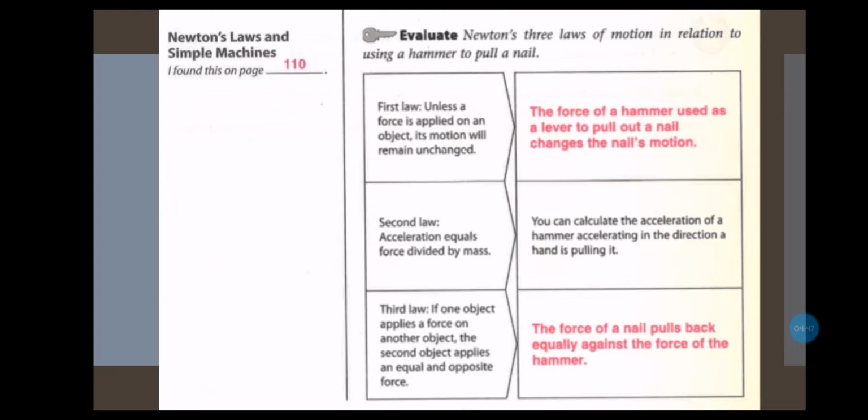The second law, acceleration equals force divided by mass. So you can calculate the acceleration of a hammer accelerating in the direction the hand is pulling it. And the third law, if one object applies a force on another object, the second object applies an equal and opposite force. So the force of a nail pulls back equally against the force of the hammer. This is the action and reaction law. So because the hammer is applying a force on the nail, the nail will apply the same force on the hammer but in the opposite direction.